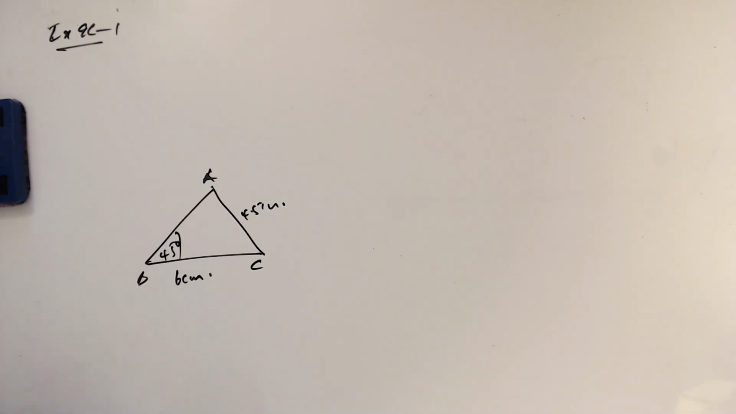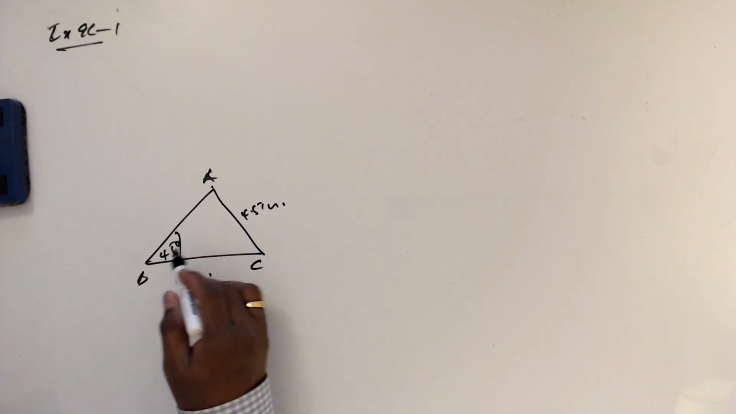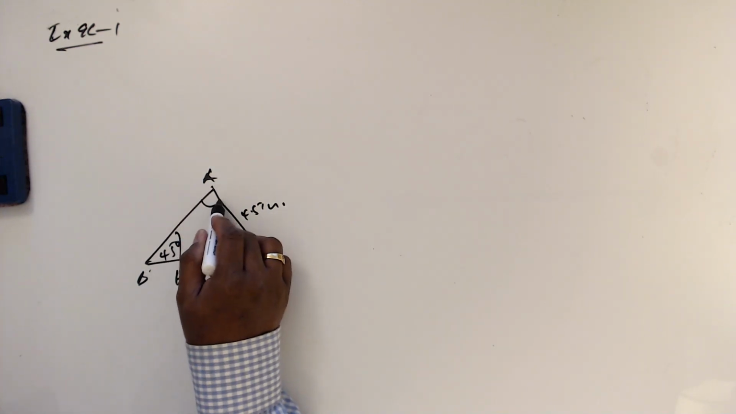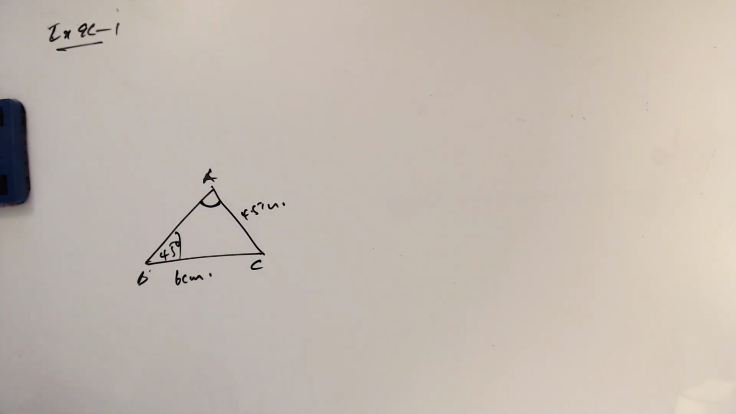Now the first question is calculate the possible values for BAC. What are the values for BAC? Possible values, it means there are two possible values. And the question number 2, draw a diagram to illustrate. Actually, if you do the second part, then you can understand what is going on in this sum. I'll try to show you that initially.